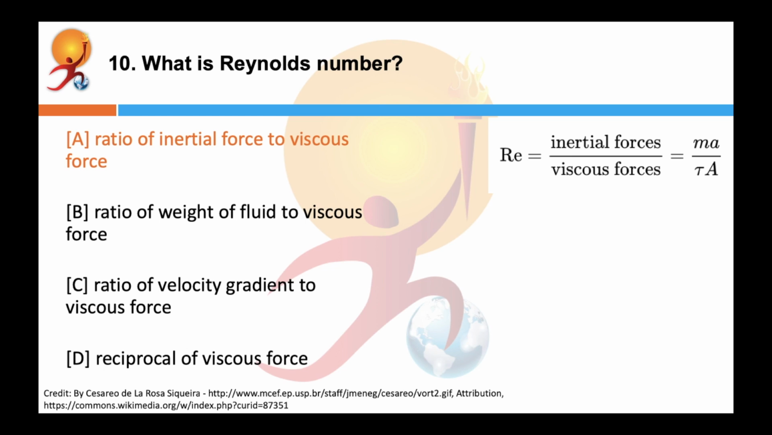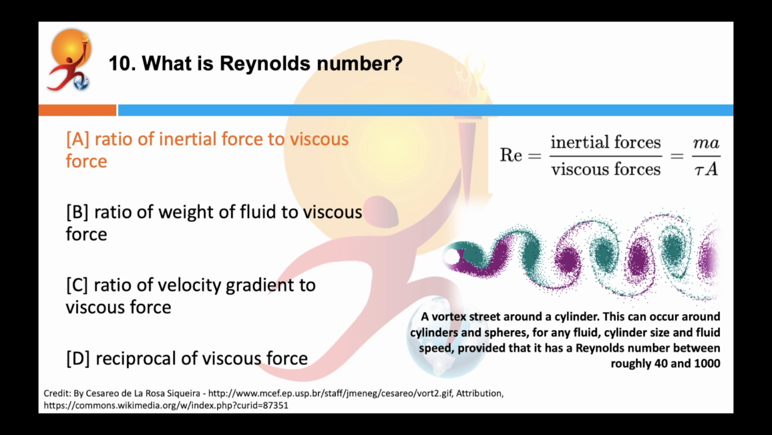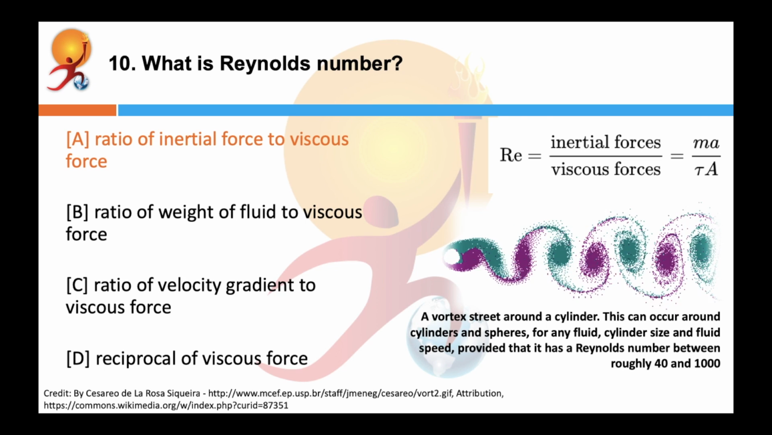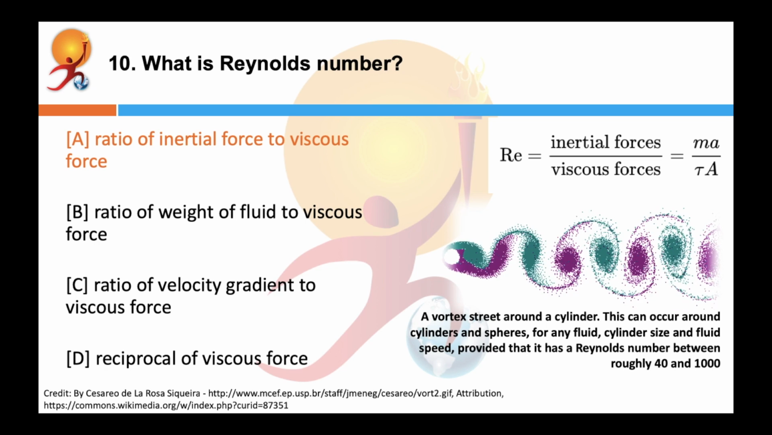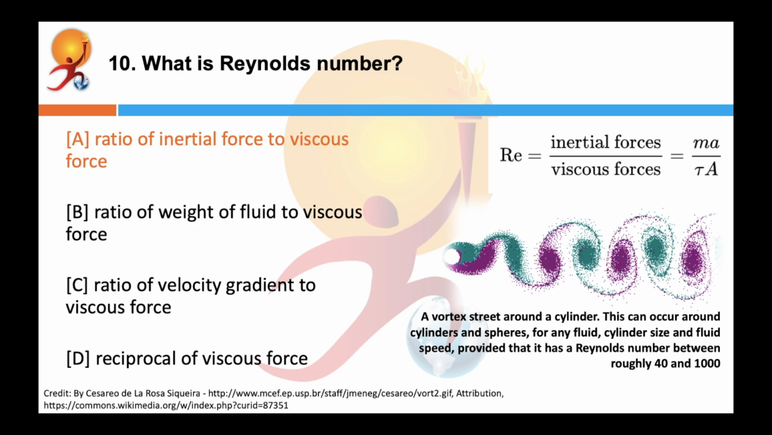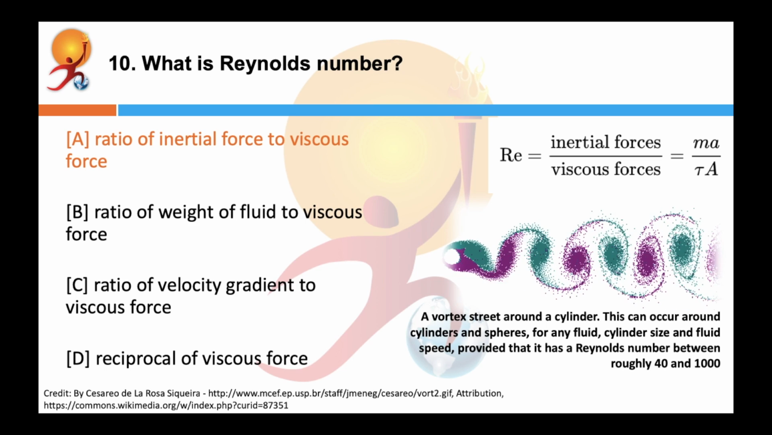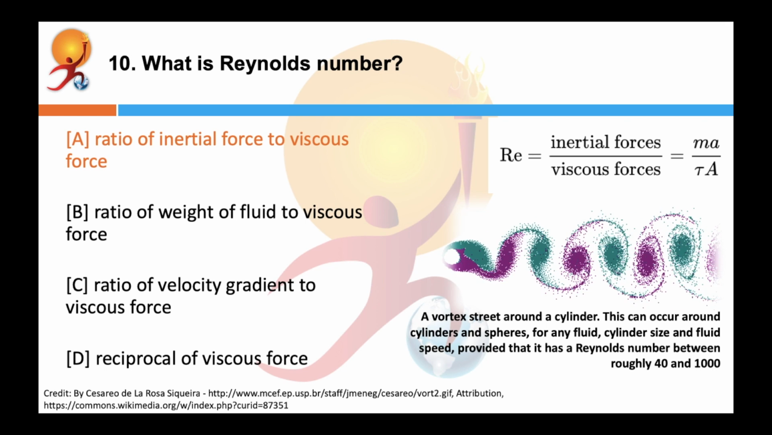And the one we said about turbulent, here is a GIF for it. It has been taken from Wikipedia. It is a vortex street around a cylinder. This can occur in cylinders and spheres for any fluid, cylinder size and fluid speed, provided that it has a Reynolds number between roughly 40 to 1000. What you see at the tail end is the turbulence.